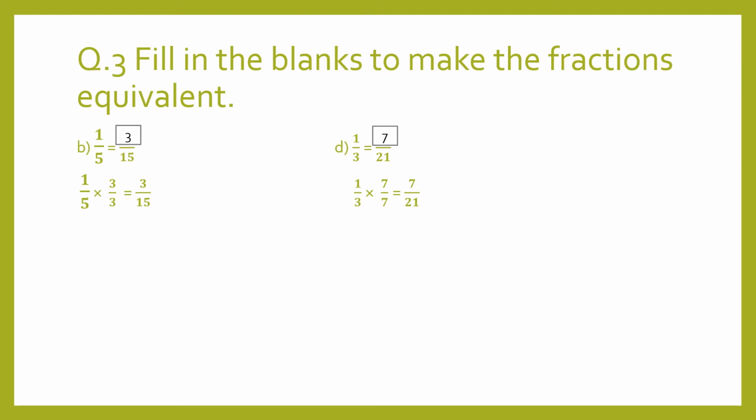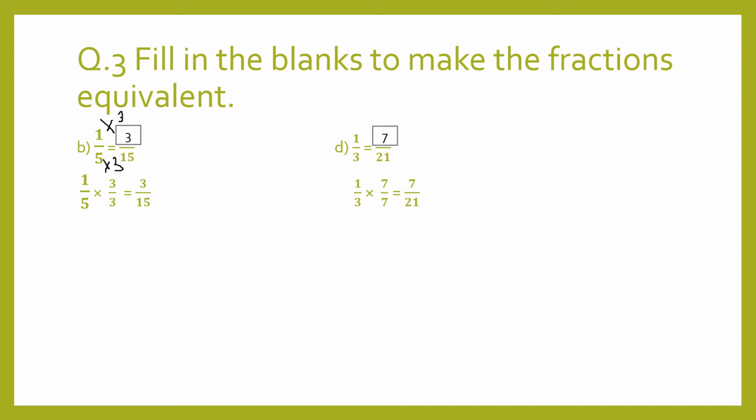So obviously we are multiplying 5 by some number. It means I am multiplying this by 3. If I am multiplying the denominator by 3, it means I need to multiply the numerator also by the same number. So when I multiply 1 by 3, I will get 3.